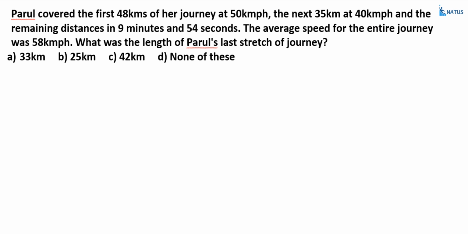Next one. Par will cover the first 48 kilometers of the journey at 50 kilometers per hour, the next 35 kilometers at 40 kilometers per hour, and the remaining distance in 9 minutes and 54 seconds. The average speed of the entire journey is 58 kilometers per hour. What was the length of Par's last stretch of the journey?